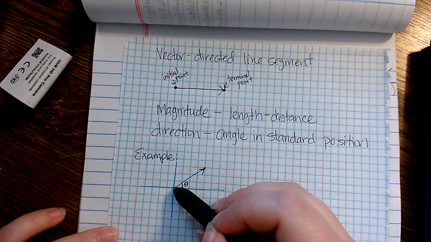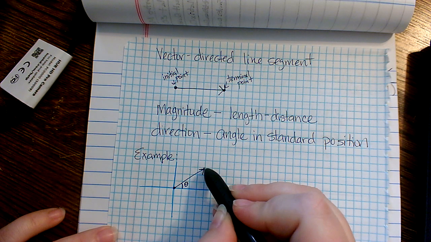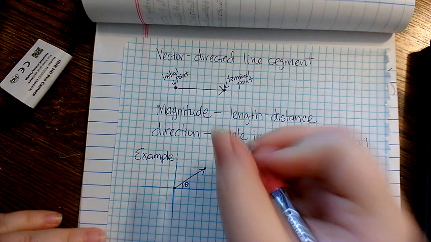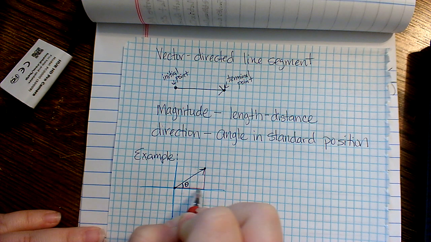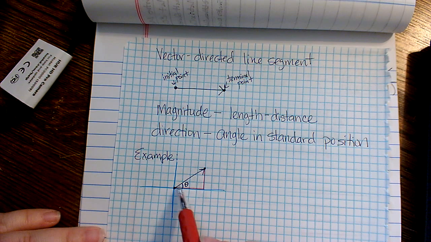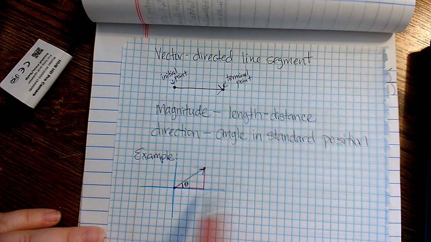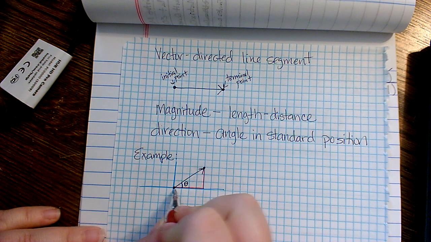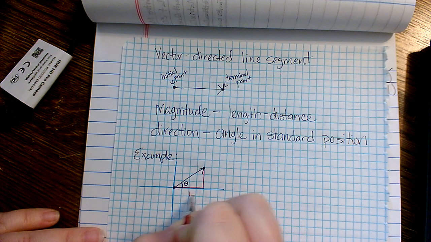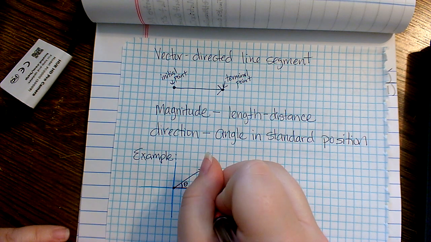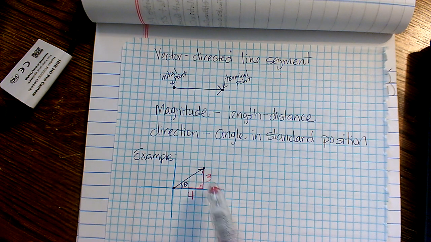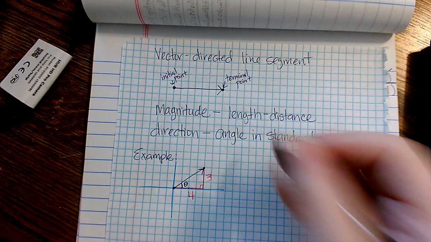To help us find the length, the magnitude, look right here. You can make a right triangle out of this vector. Here's the vector I'm trying to find the length of, but I know this x distance and this y distance, which I can count: 1, 2, 3, 4, and this is 1, 2, 3. So this makes a right triangle. If you know two sides of a right triangle, how do you find the third side? Pythagorean theorem.